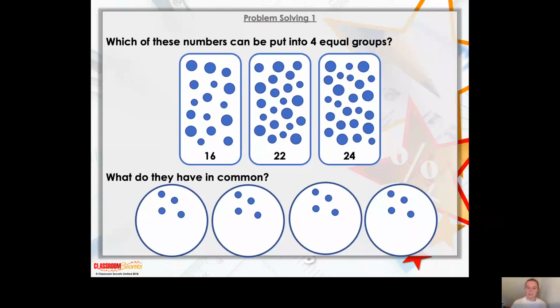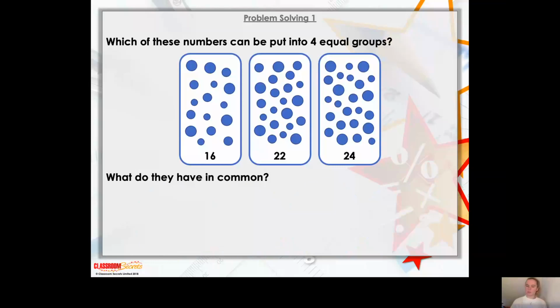Okay, Year 2, so let's have a look. I tried 22 myself as well. And here you go, here are my 4 groups. Now in my first group, how many are there? There are 6 in my first group. How many in my second group? Yes, there are 6 again. In my third group, oh dear, there's 5 in my third group. And what about my fourth group? Oh, there are 5 as well. So are my 4 groups equal? No, they're not, are they? Because there's 6 in my first 2 groups and 5 in my second 2 groups. So 22 cannot be put into 4 equal groups. Well done if you spotted that.